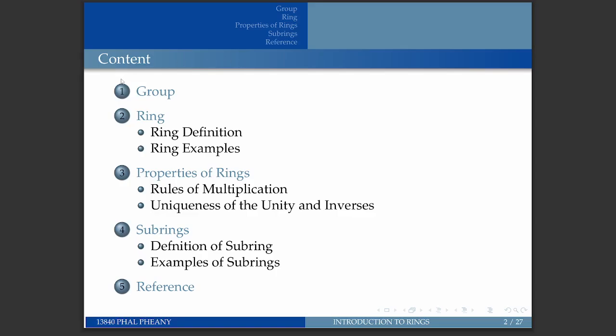This is the content that I would like to present today. The first thing is I would like to review the group, the definition of group and some examples of it. The second part is ring, the main topic of our presentation today. The ring definition and a few ring examples are included here. The third part is the properties of ring, which we include all. The rules of multiplication are also included, with proof. And the uniqueness of unity and inverse I also included.